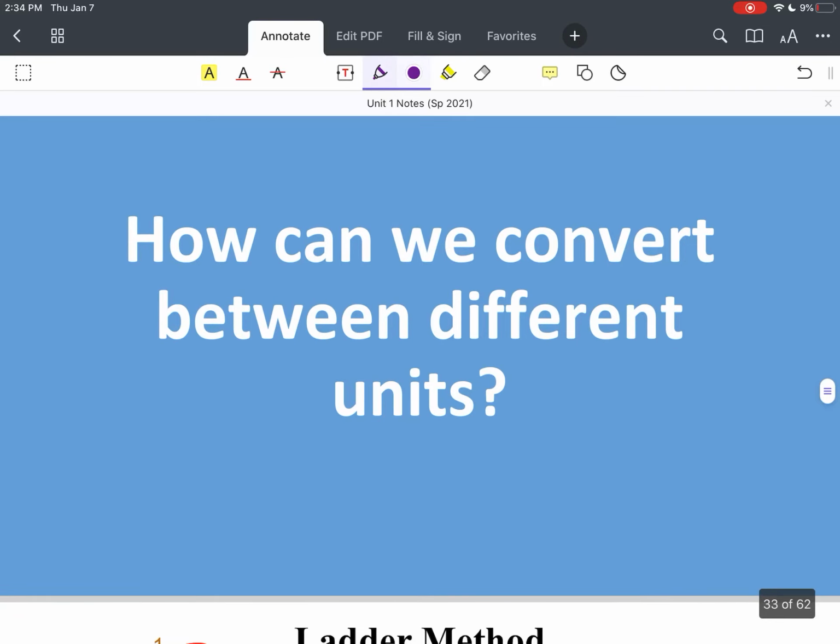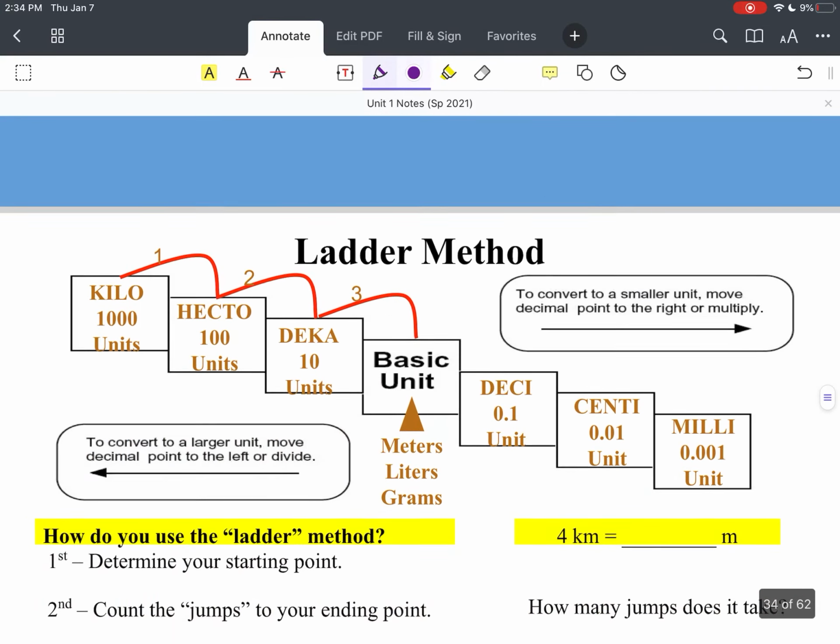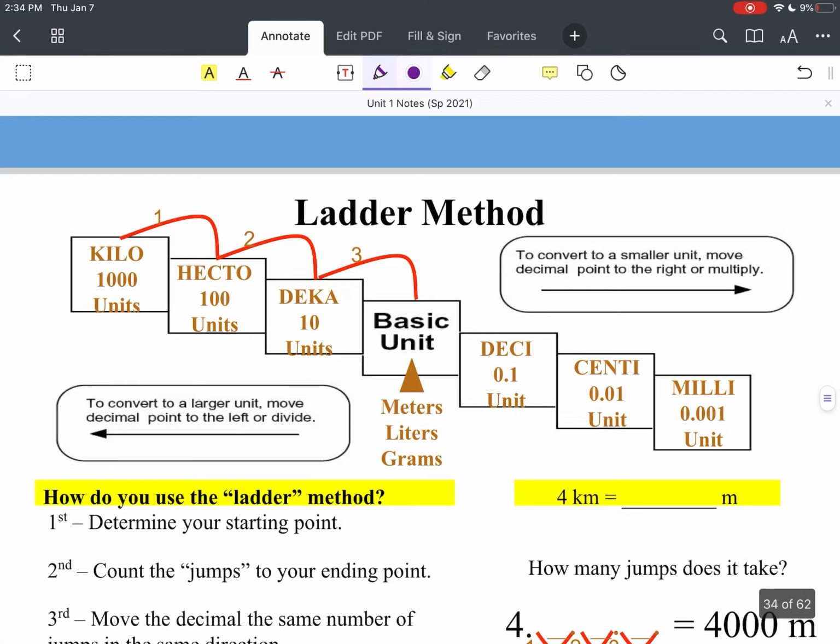So how can we convert between these different units? We're going to use what's called the ladder method. You have a blank ladder in your notes, and we're just going to fill in everything here. In our center, our basic unit, we have our main units that we're talking about: meters, liters, and grams. We're going to focus on those three base units for today.